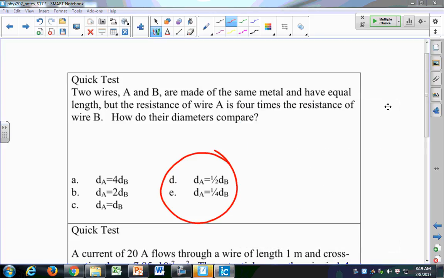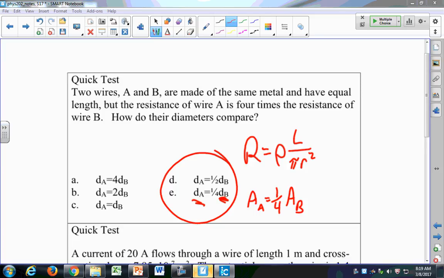All right, so look, resistance is rho L over A, but my area is actually pi r squared, right? So we're not looking at area, we're looking at diameter, and that's where you're getting messed up, is that you said that the area of wire A is equal to 1/4 the area of wire B. And that's true for this.